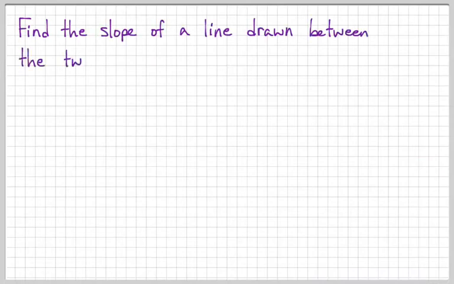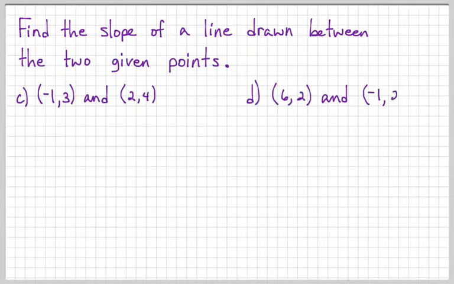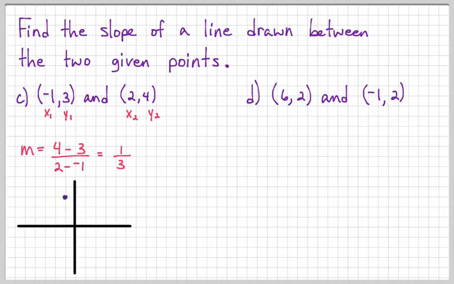Now let's find the slope of a line drawn between these 2 given points, and we'll do 2 more parts here. Okay, so again, x1, y1, x2, y2. And we'll plug into our formula, so we'll get 4 minus 3 in the top, 2 minus negative 1 in the bottom. That's going to give us positive 1 over positive 3. And if we plot the 2 points, we can see that the slope is indeed supposed to be positive.